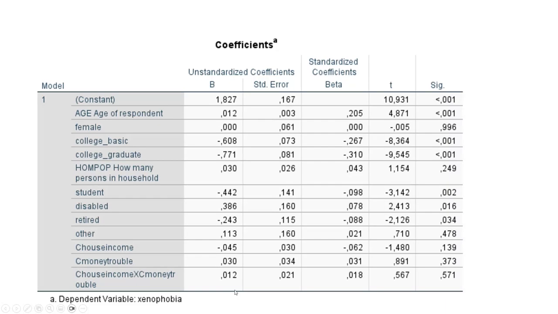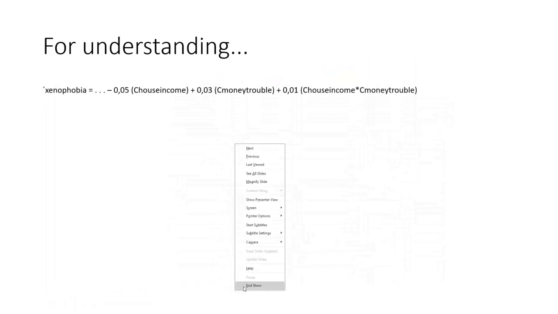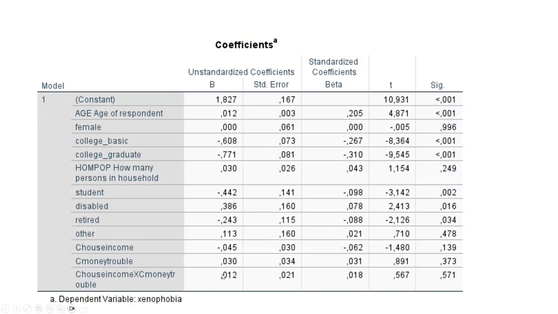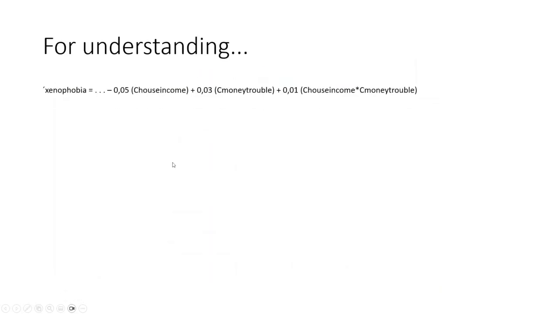Now, just for understanding, I'm going to focus on the non-additive part of the model and explain why we had to center the variables before creating an interaction term. Here I've just produced the non-additive part of the model, so I'm skipping all the other variables. We have centered income, centered money trouble, and the interaction term.